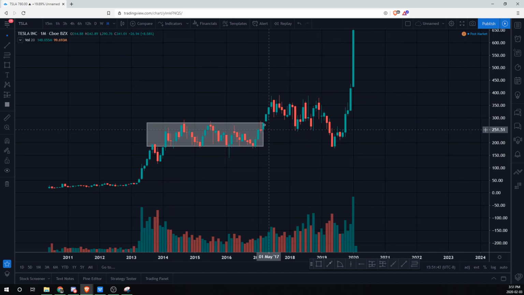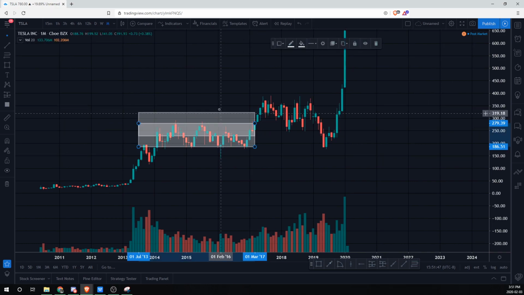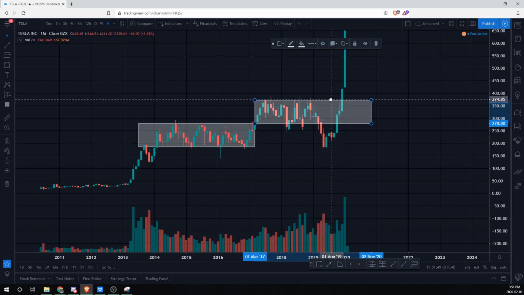Now, once we break above that zone, we enter a new zone of consolidation. So we see this zone right here, which is now our new level of resistance, previous level of support. And we can see there is a smaller zone right here, but we're going to incorporate this larger area.